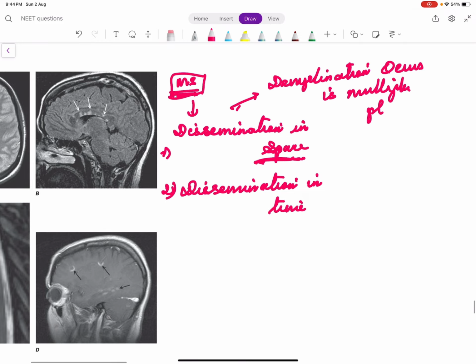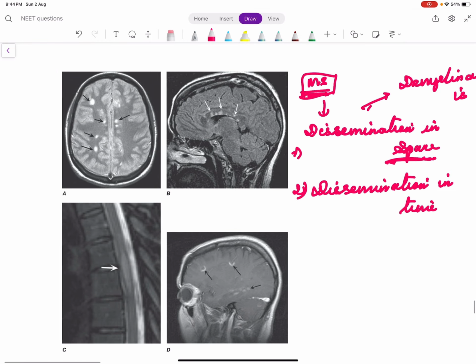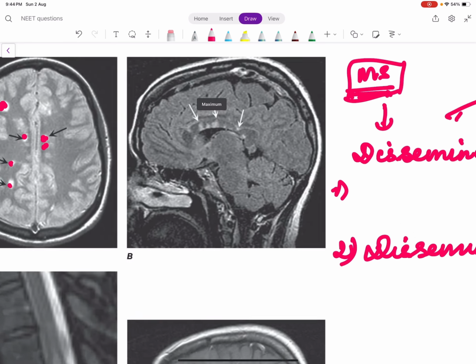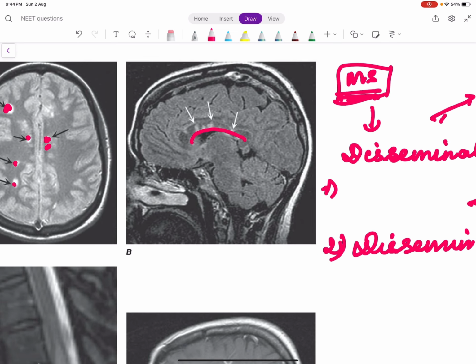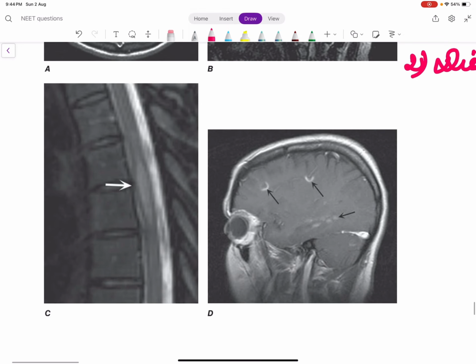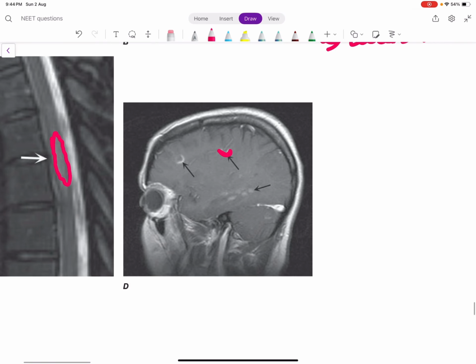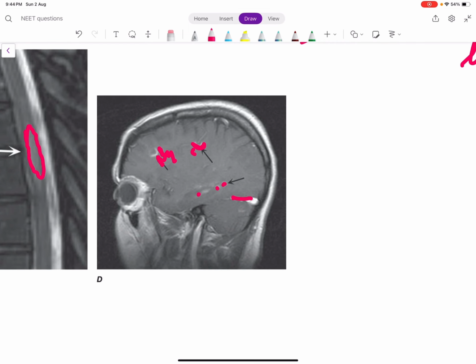So see the images here. These 4 images were taken from a single person. There is demyelination of the cerebrum. These white spots are the spots of demyelination. There is demyelination in the corpus callosum. There is demyelination in the spinal cord. You can see this whitish color. There is demyelination in some unrelated places. There is something called Dawson fingers. Like if the blood vessel comes like this, there will be perivascular demyelination. So Dawson fingers.